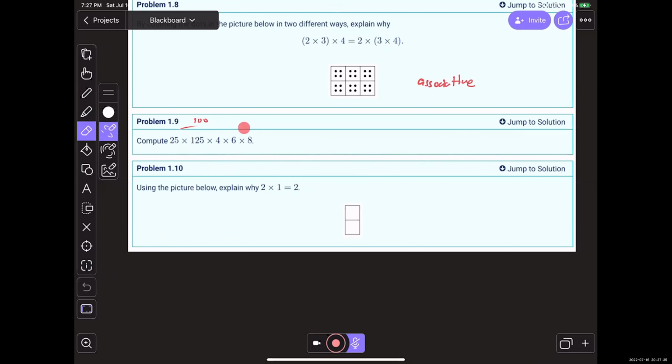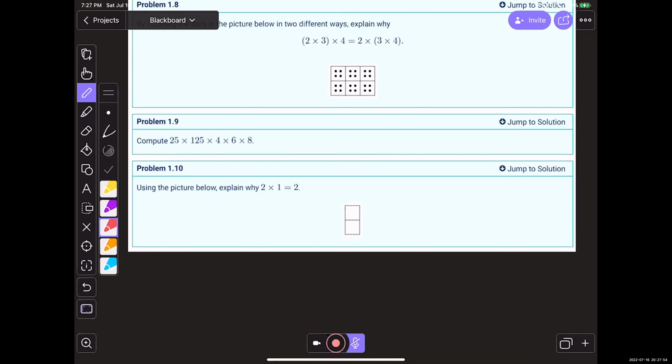Explain why 2 times 1 is equal to 2. Well, we have 2 rows, 1 column. That's just 2, right? So the idea behind problem 1.10 is the same kind of idea as behind adding 0. You can multiply by 1 to get the same number. It does not change your answer, right?